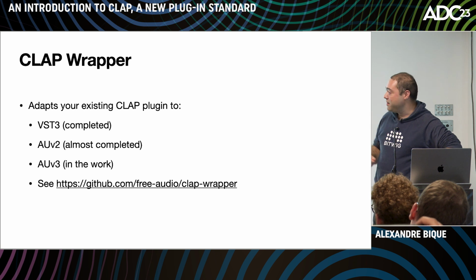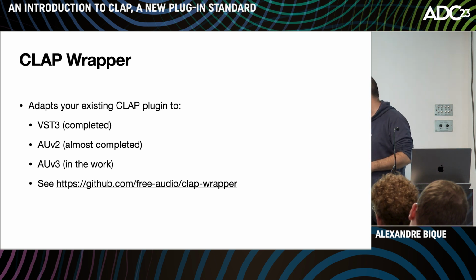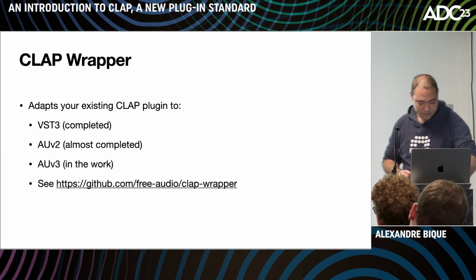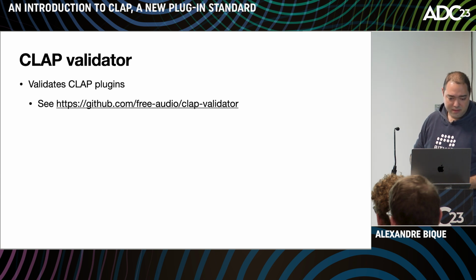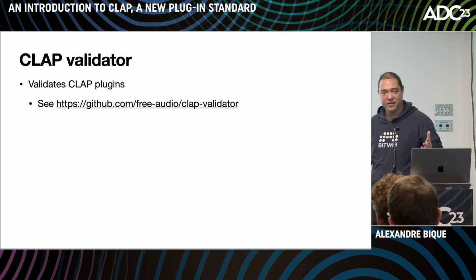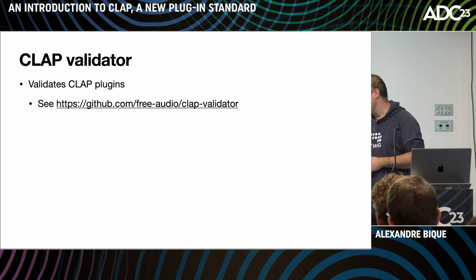We also have AU version 2 that is almost completed, should be completed by the end of the year. And AU version 3 is in the works. We also have a validator, so that's a tool that just tells you if your plugin is correct, doing certain things right. I think it also can do some fuzzing on certain things.